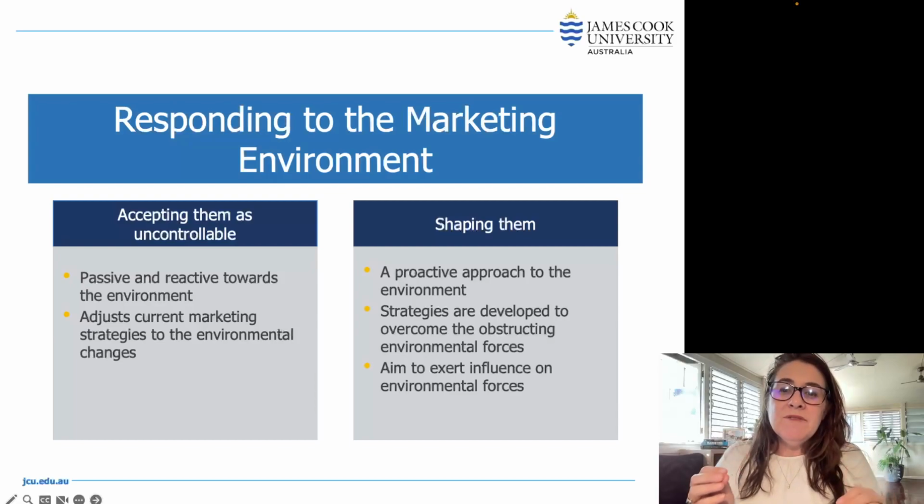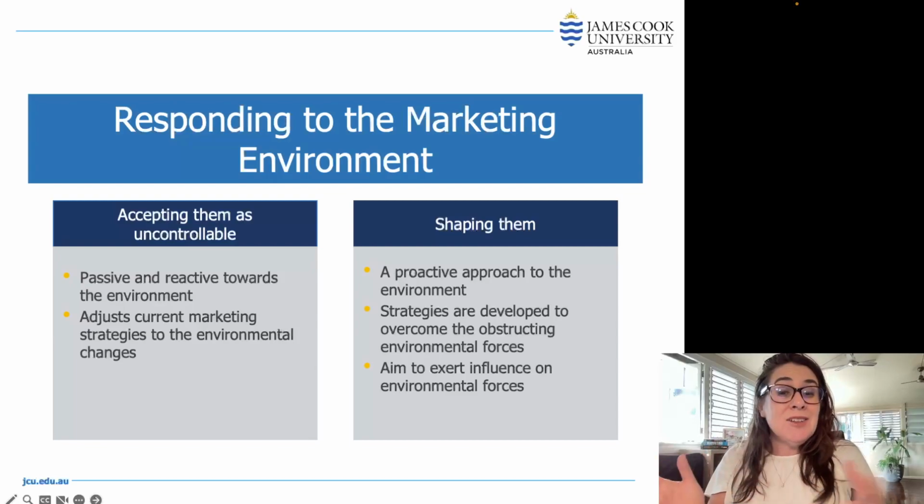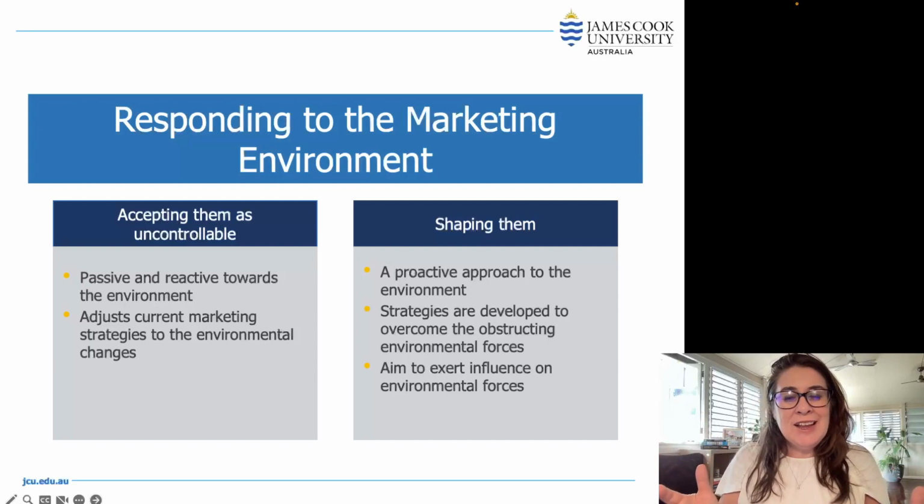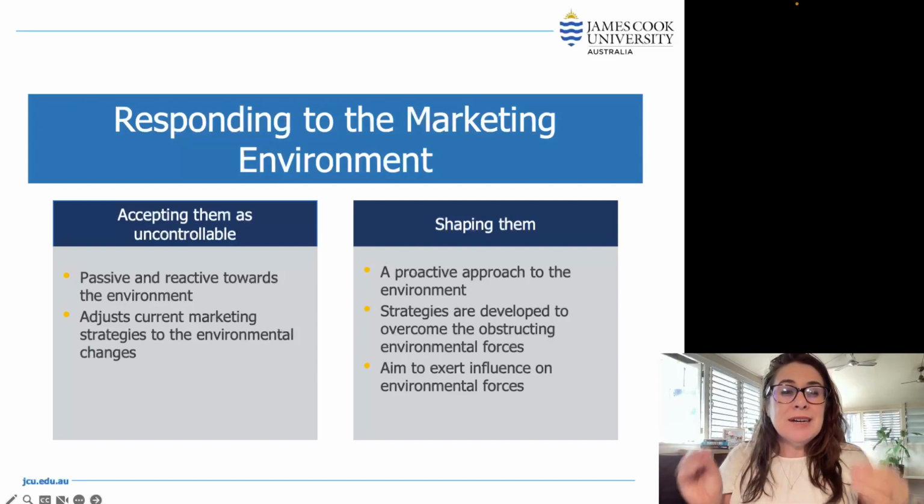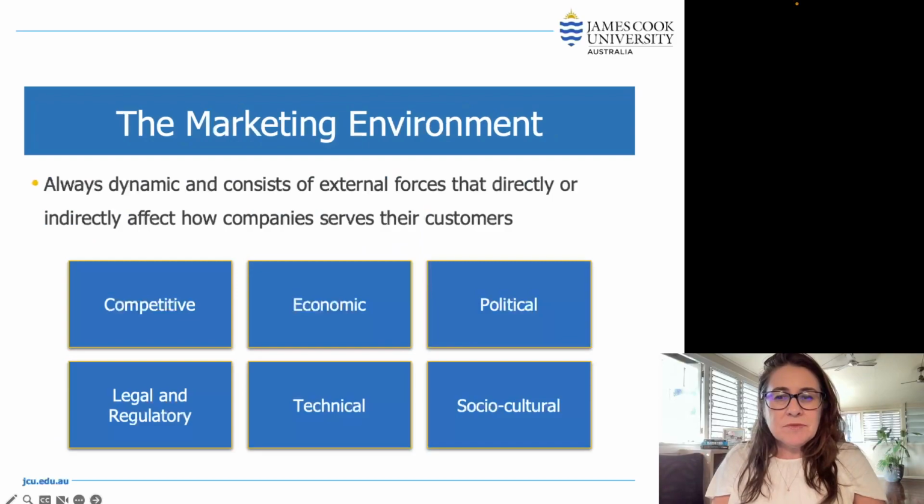To exert influence on environmental forces, marketing managers seek to identify market opportunities or to extract greater benefits relative to costs from existing market opportunities. Political action is another way to affect environmental forces. However, managers must recognise that there are limits on how much environmental forces can be shaped.